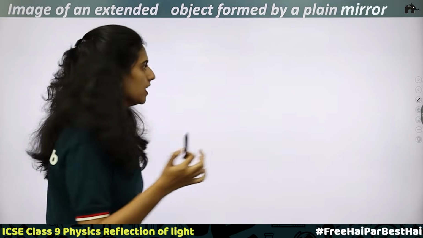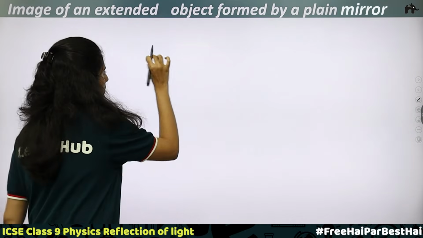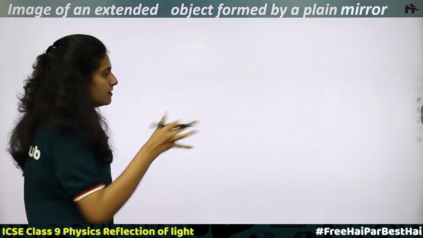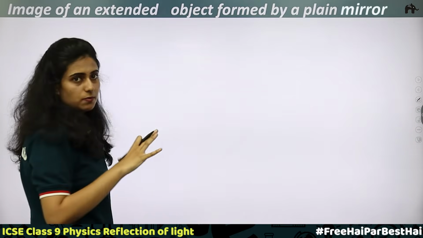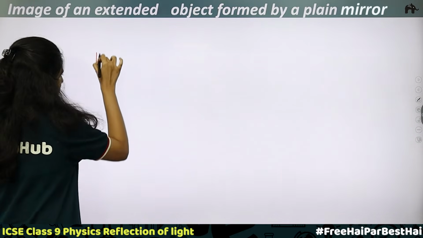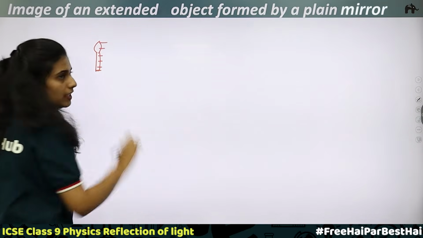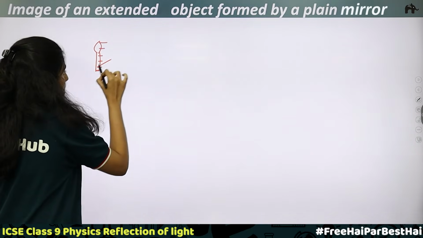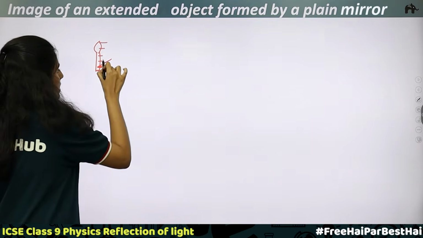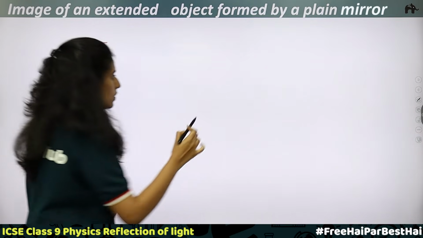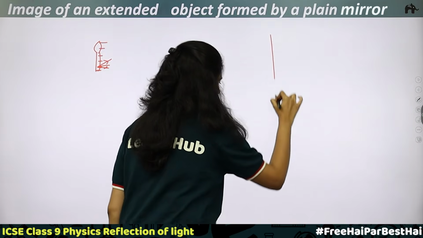Image of an extended object formed by a plane mirror. What is an extended object? Point object means that from only one point we have light rays in different directions. But in the case of an extended object, if you have a candle, light rays come from every point, and they travel in different directions. First consider a plane mirror.